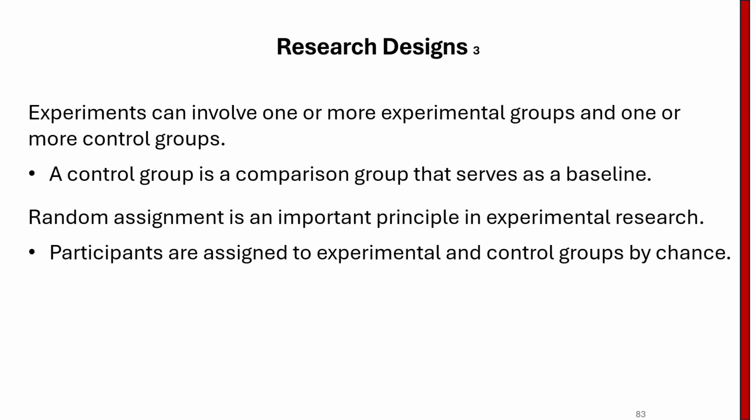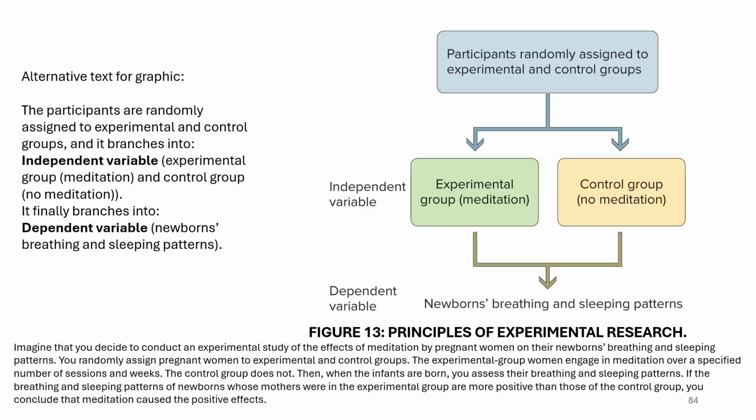Experiments can involve one or more experimental groups and one or more control groups. A control group is a comparison group that serves as a baseline. Random assignment is an important principle in experimental research. Participants are assigned to experimental and control groups by chance, whenever possible. So in this graphic, the participants are randomly assigned to experimental and control groups, and it branches into independent variable, which is the experimental group, and the control group. And it finally branches into dependent variable.